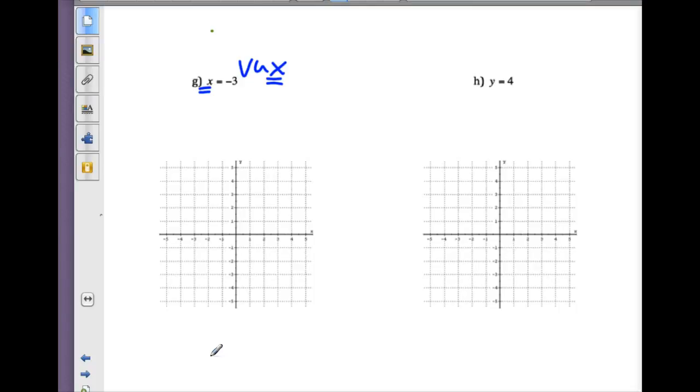It's an undefined what? Undefined slope. And then do you know where the vertical line is located? Yeah, at negative 3, right? So everybody find where x is negative 3 and draw a vertical line there. You guys know vertical, horizontal.